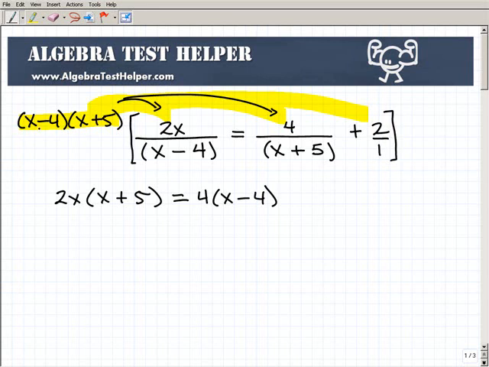Then we have x minus 4 times x plus 5 times 2, or 2 over 1, which is 2. And that's going to be 2 times x minus 4 times x plus 5. Okay, so this is the first major hurdle, if you will, to find out what the solution here is.